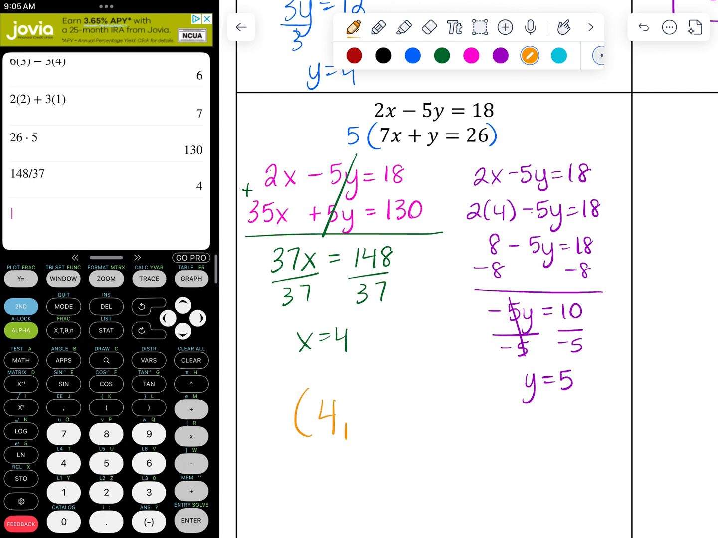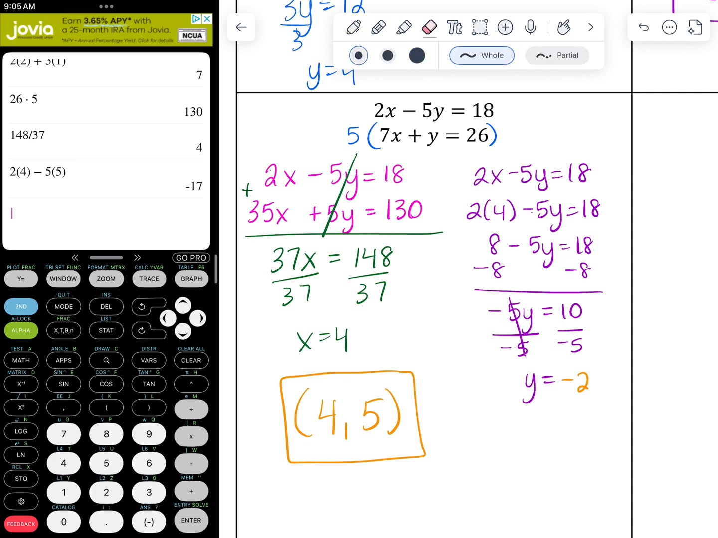Putting your answers together, I have my x value of 4 and my y value of 5. And let's check what we have. So taking your first equation, 2 times our x value minus 5 times our y value equals, okay, so here I know that I made a mistake. Ah, I see the mistake. I did that on purpose. Negative 2 would go here.